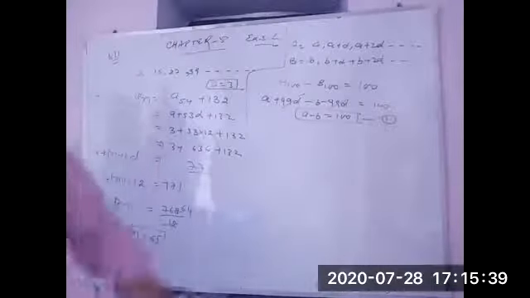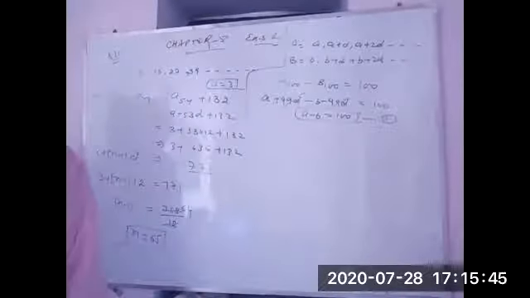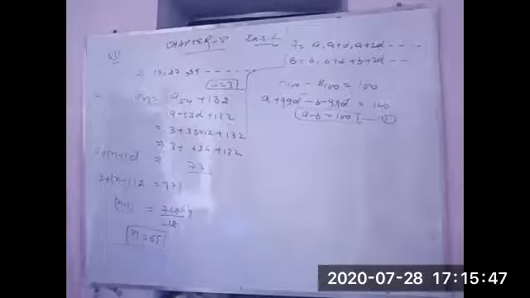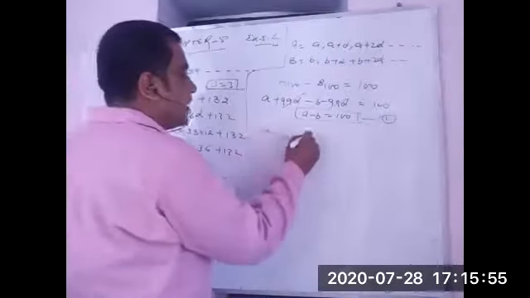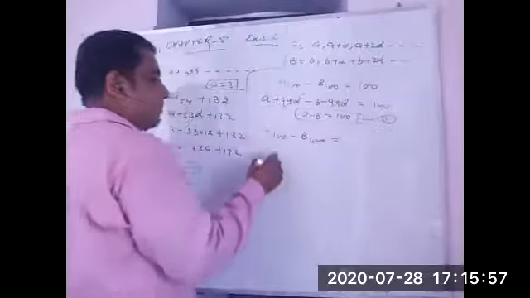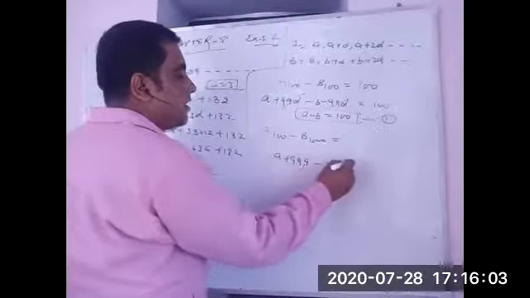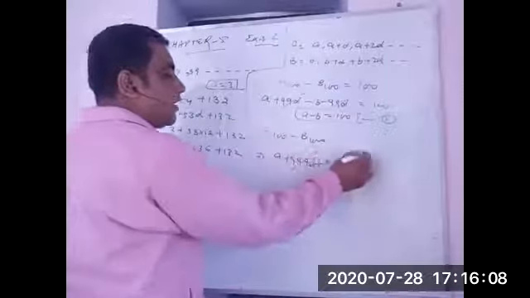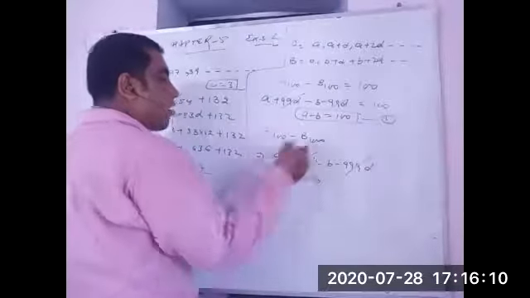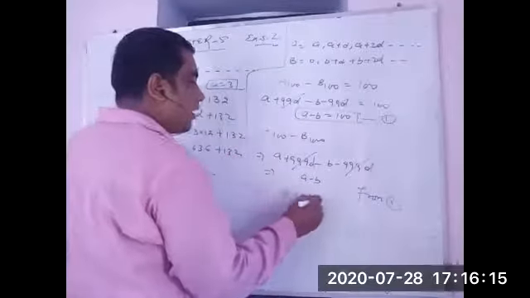Now we have concluded all the things which are given in the question. Now we have to find the difference between their 1000th terms. Now A1000 minus B1000 we need to calculate. A plus 999D minus B minus 999D. Again cancelled, A minus B. Now from 1 what I can say, A minus B equal to 100.